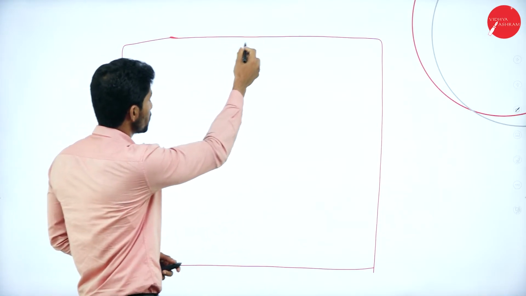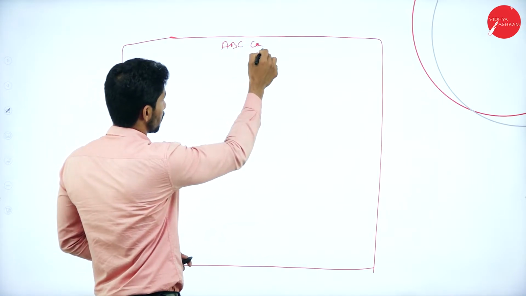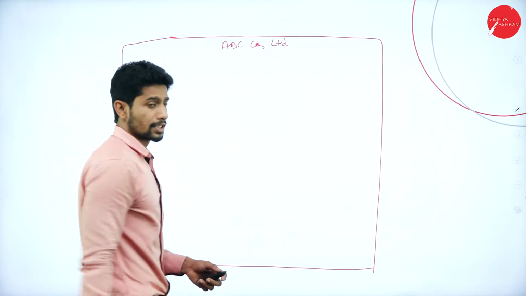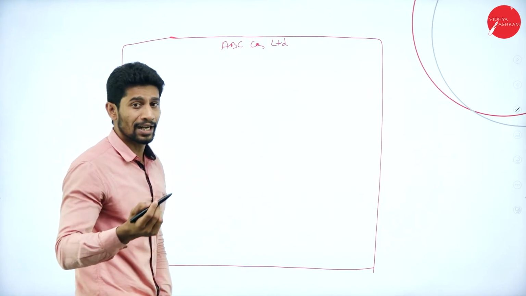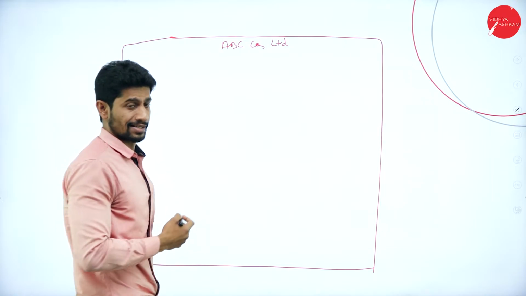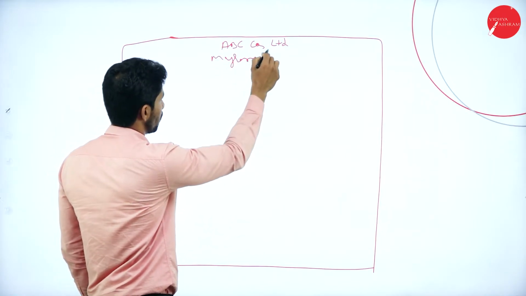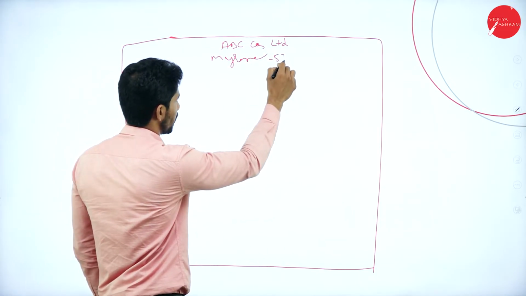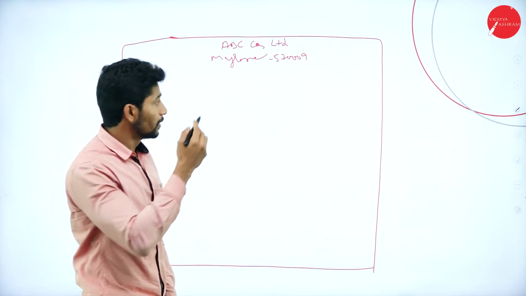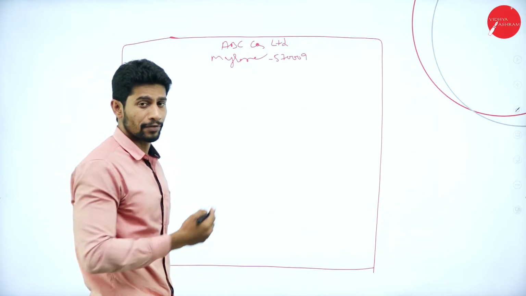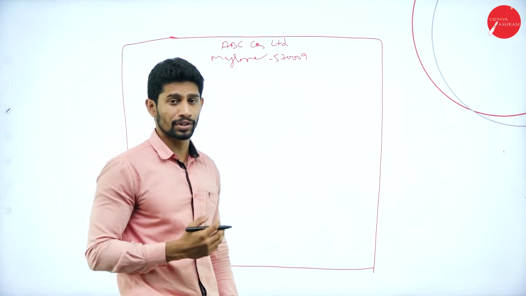So in the invoice, first they have to mention the company name, ABC Company Limited. Then they have to mention their address, say Mysuru 57009. So the company is situated in Mysuru. They are supplying from Mysuru. So they have to mention the place from where they are doing the business.